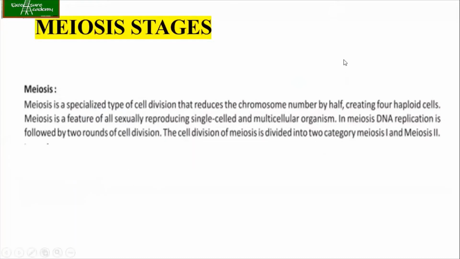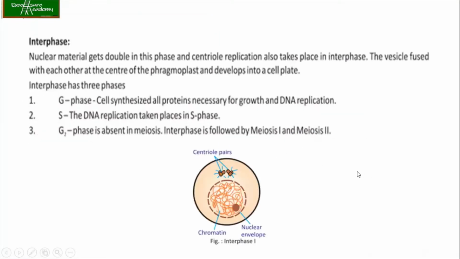Now coming to the meiosis. So it is a specialized type of cell division. It reduces the chromosome number by half, creating 4 haploid cells. It is for the sexual reproducing cell. Now in meiosis, DNA replication is followed by 2 rounds of cell division, and the meiosis is divided into 2 categories, 1 and 2. So interphase of meiosis. Nuclear material gets double in this place, and centriole replication also takes place in the interphase.